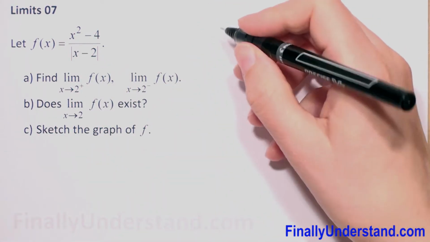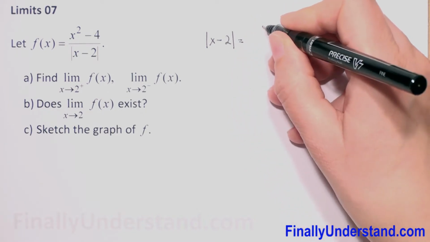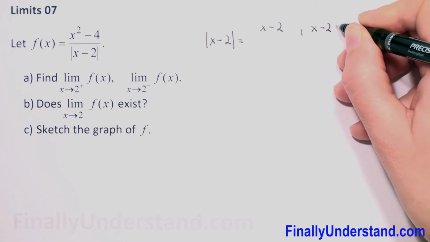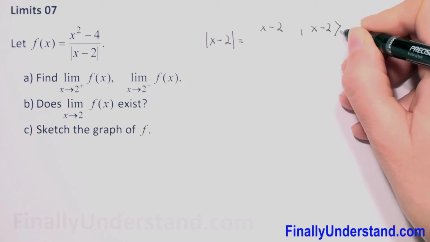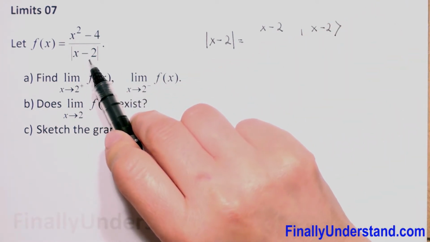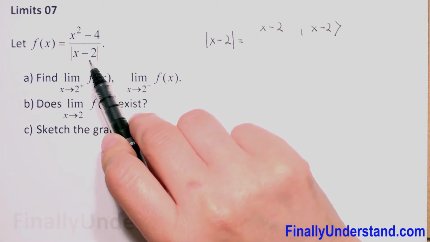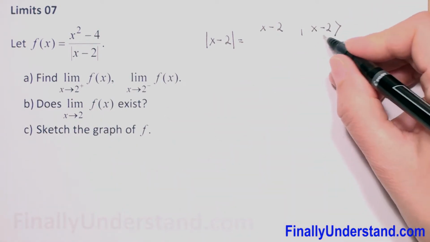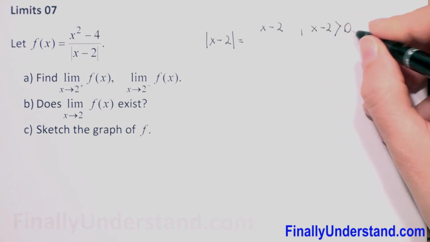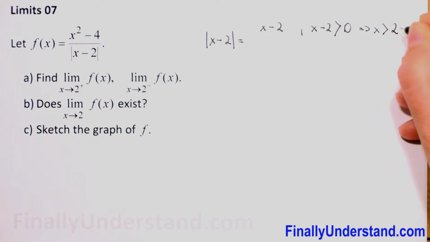From the definition, the absolute value of x minus 2 will be equal to x minus 2 for x minus 2 greater than or equal to 0. But because we have x minus 2 in the denominator and we cannot have 0 in the denominator, I have to exclude the 0. So x minus 2 will be greater than 0 only. I can solve this inequality: x is greater than 2.